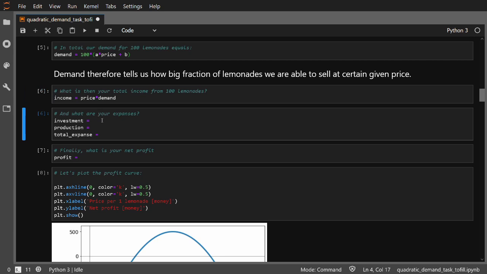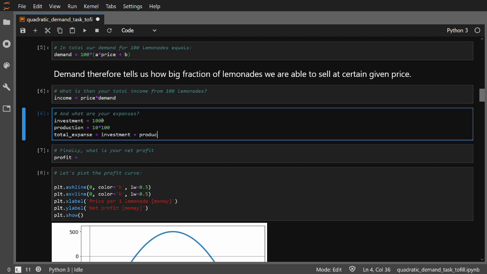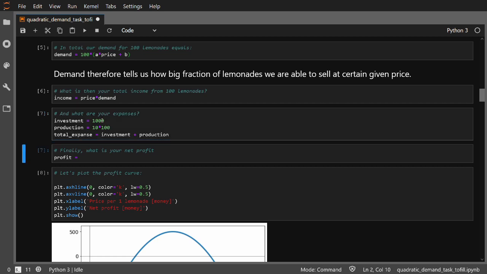And what are our expenses? Those are defined in the task. Investment was 1000 for the juicer. Production is 10 for one lemonade, but we have 100. And total expense will be investment plus production cost. Let's run the cell.